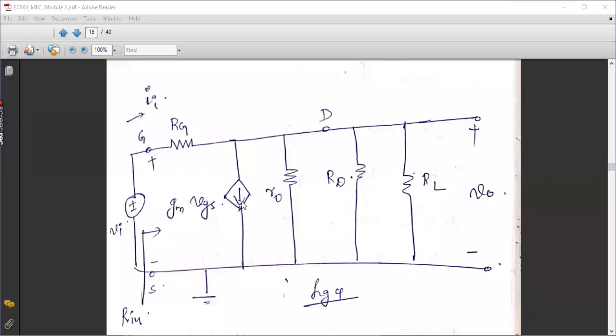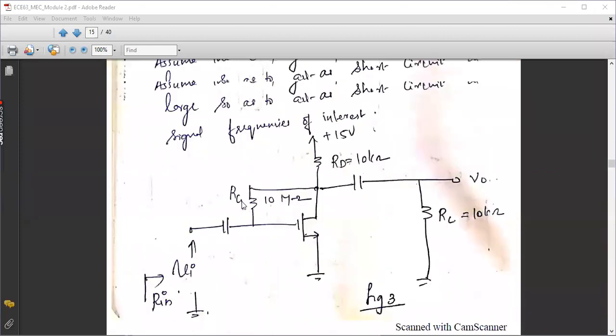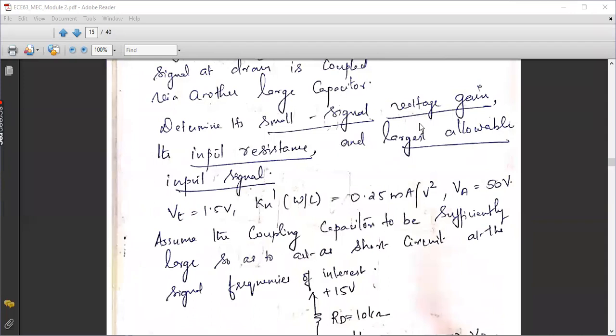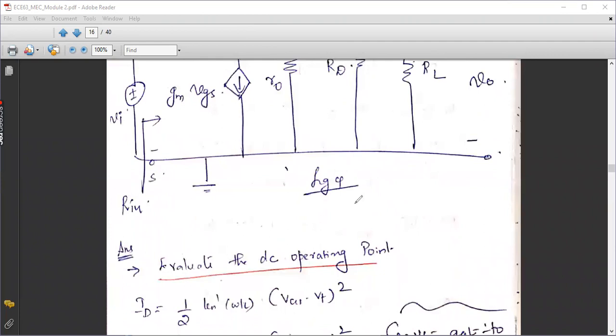So once you have done with this equivalent circuit, now we will proceed with our solution. From the question, it is clear that we have to compute the voltage gain, input resistance, and the maximum allowed input signal. So these are the three parameters that we need to find out. First, let us find out the value of ID and VD, the drain current and output voltage. Only then we will be able to find out the gain, right?